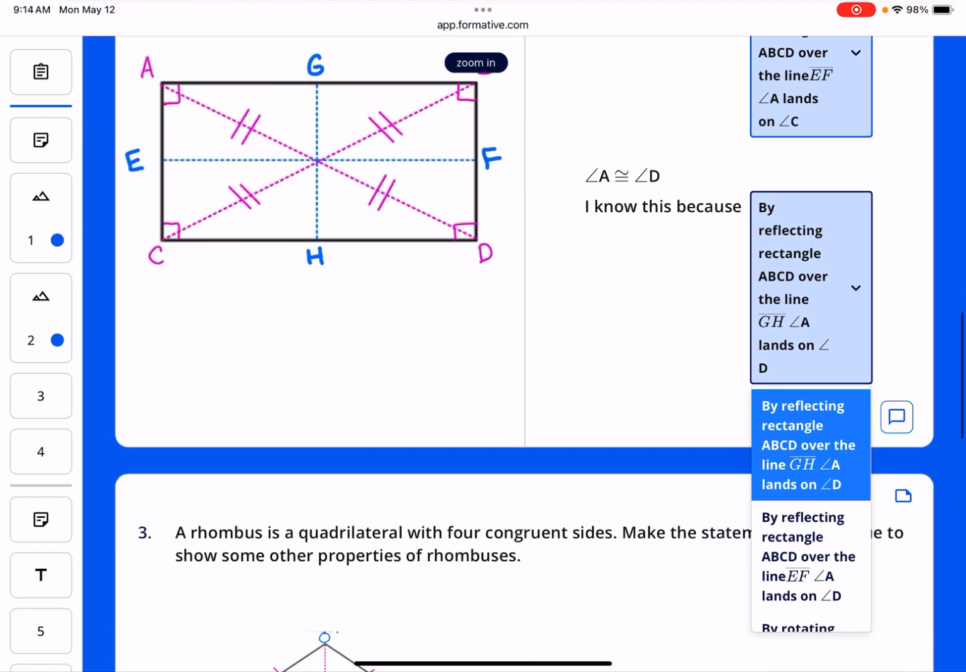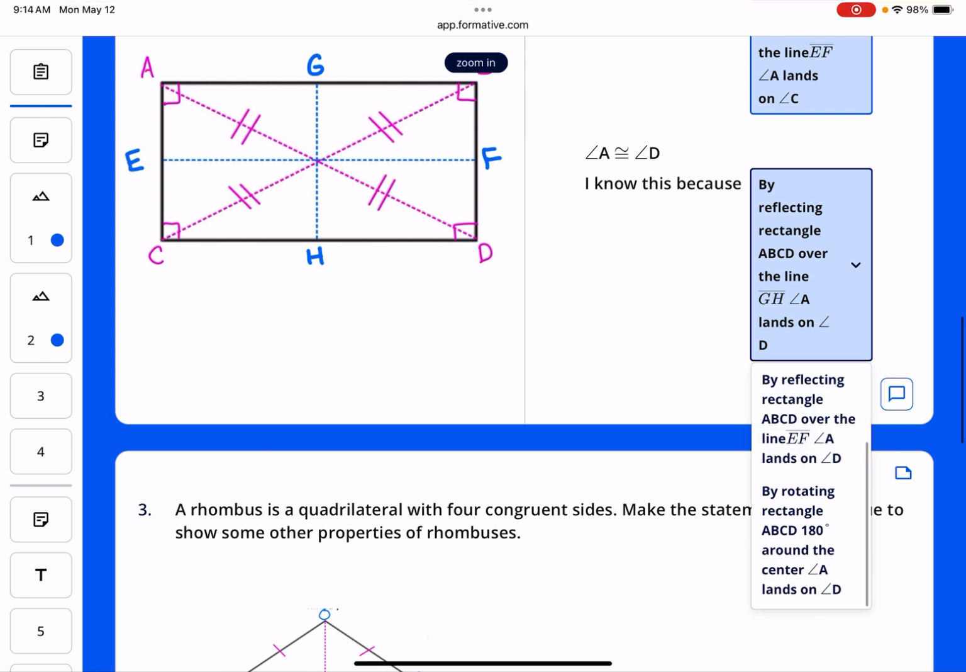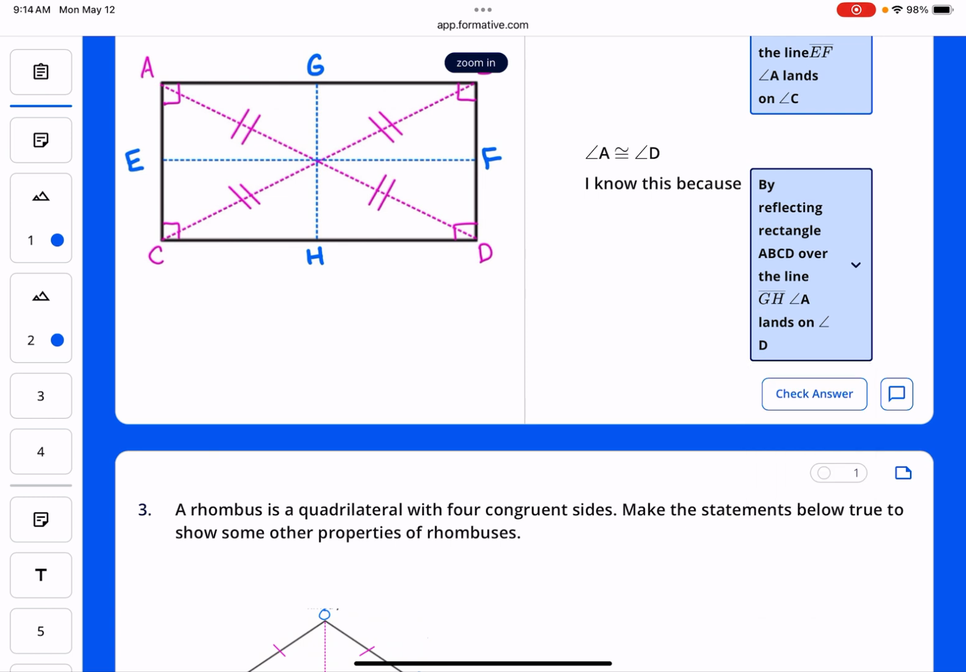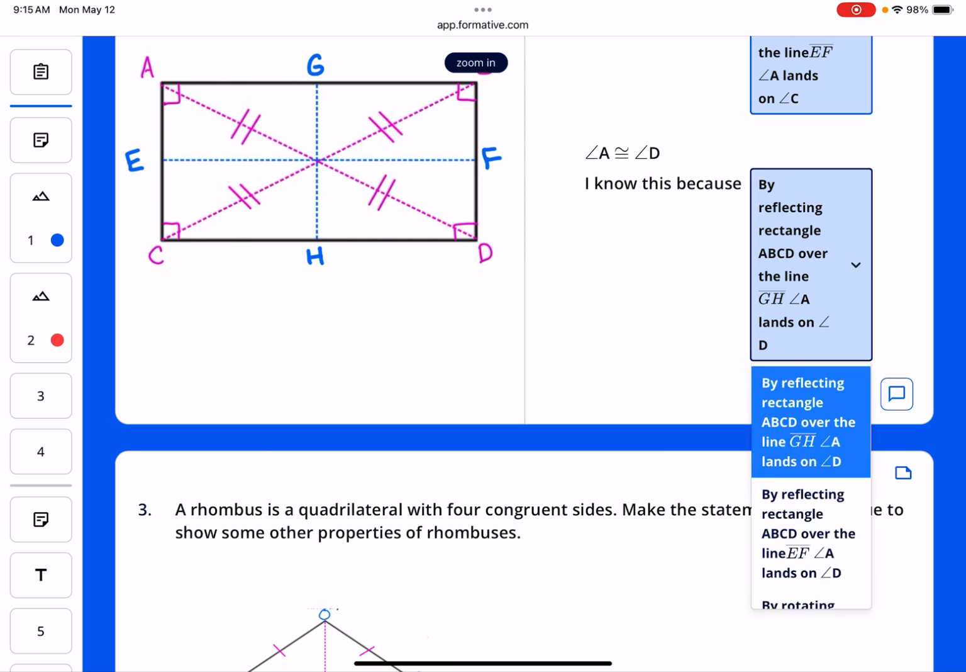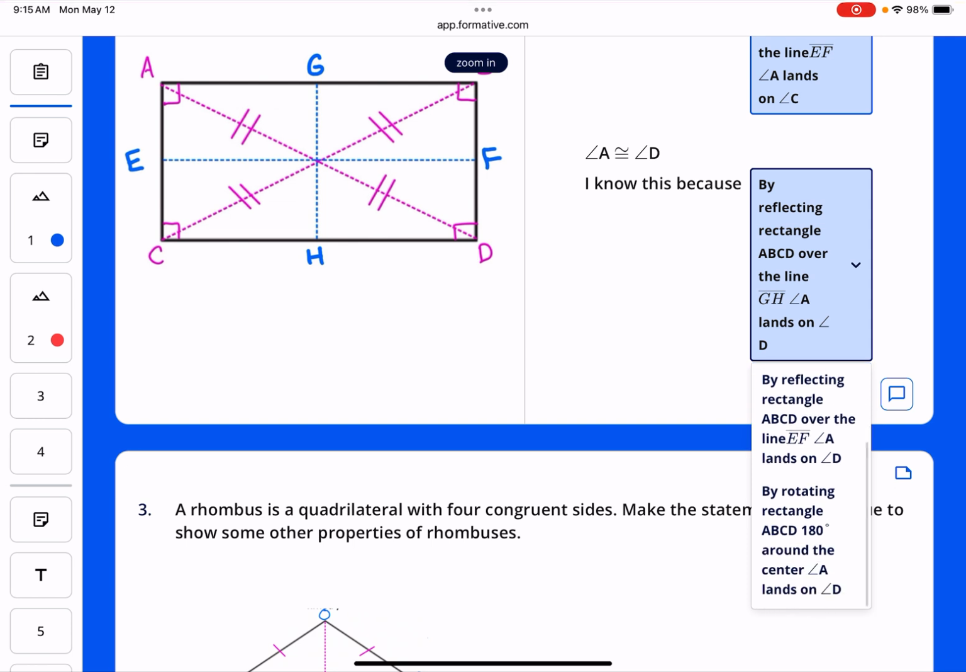So I think, oh, here's some other choices. Now, I don't know if this one will work, but we could also rotate it 180 degrees. Reflecting it. So I think I'm going to choose that one and see if it will work for me. Yeah, it wants us to, instead of folding it across the center, they want us to rotate. By rotating the rectangle 180 degrees around the center, angle A lands on angle D. So that would be another way to do it, where you would have D land perfectly on A.